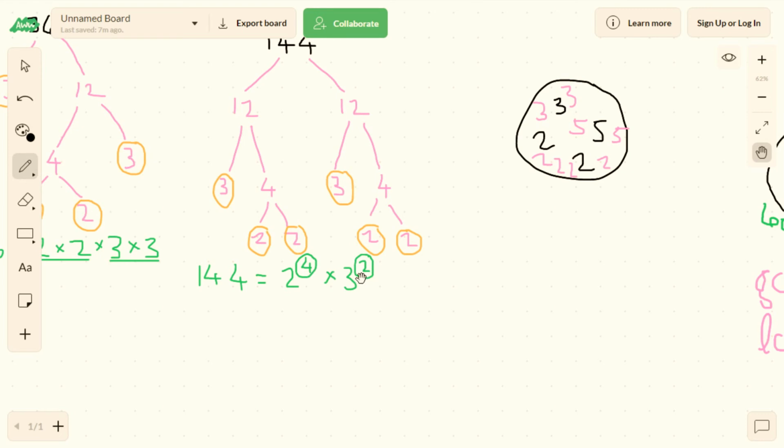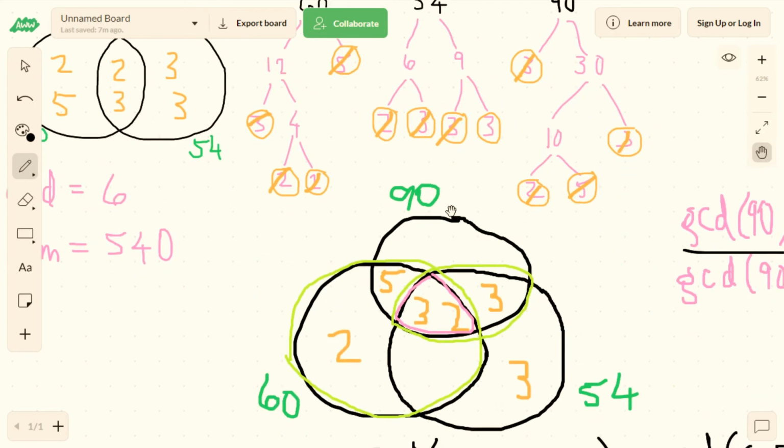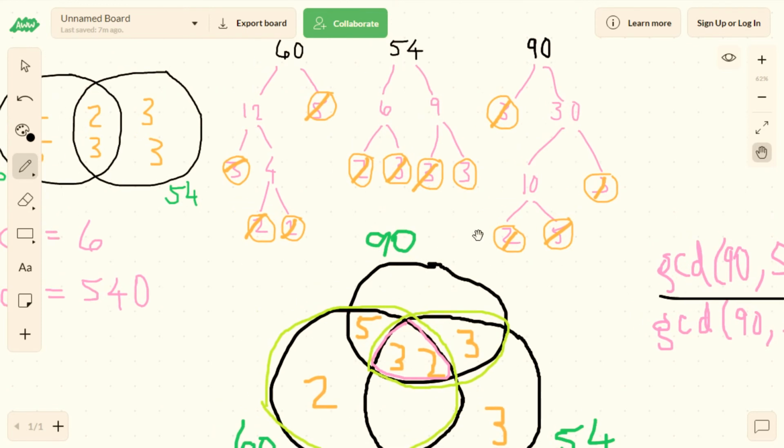Well, we find the greatest common divisor and see if it's greater than 1. If it's 1, then they're relatively prime. They don't have any common factors. But if it's greater than 1, they must have some common factors. So basically we just multiply the number. Okay, or some number anyway.